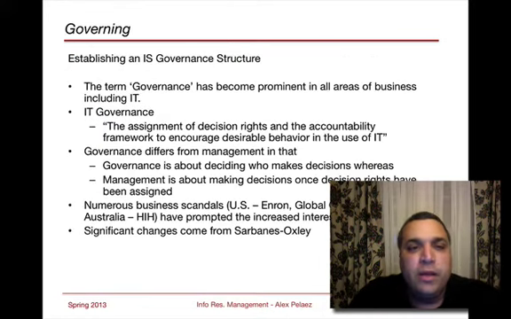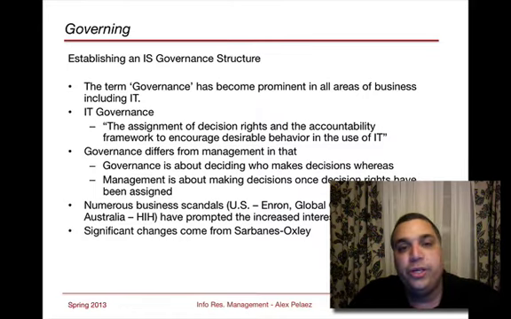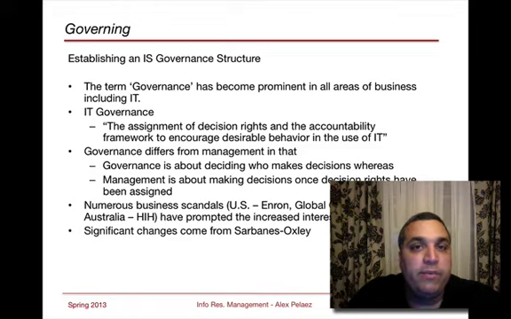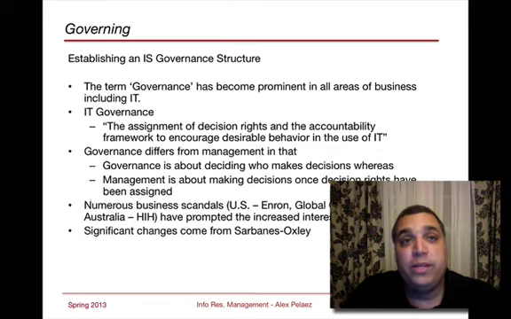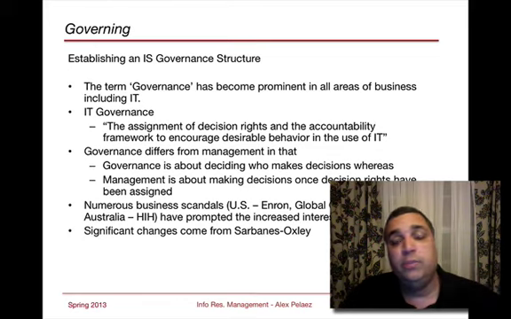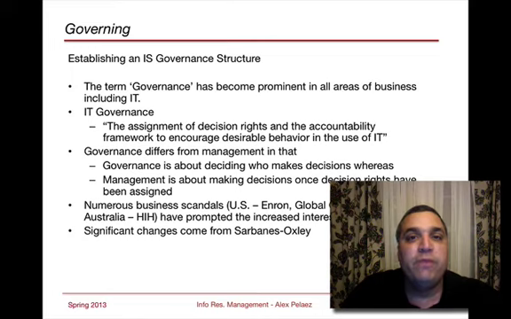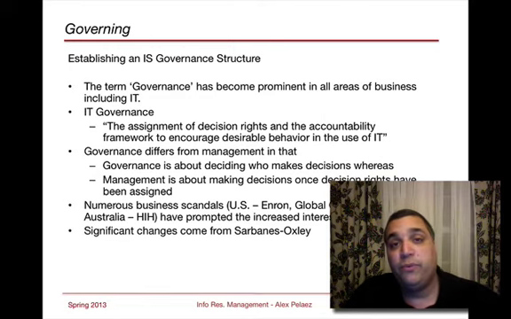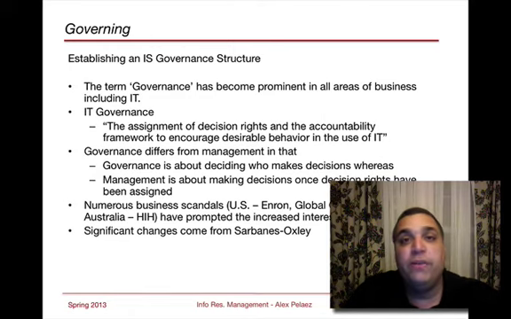Governance is a little bit different because governance is basically about making sure that things operate the way they should. It's the assignment of decision rights and accountability to encourage desirable behavior in the use of IT. An example of governance is that everybody has a strict password, so that it must be 8 characters long and must include a number and a punctuation mark. That's a type of governance. Another is that your PC, after 15 minutes of inactivity, basically goes into a screensaver for a lockdown. Those are security governance items.